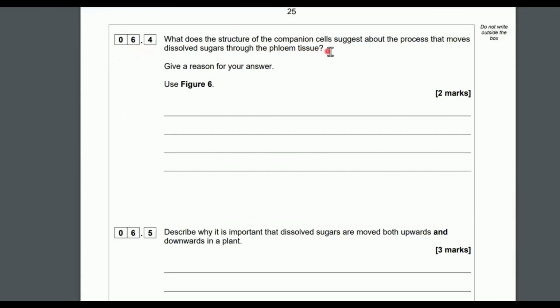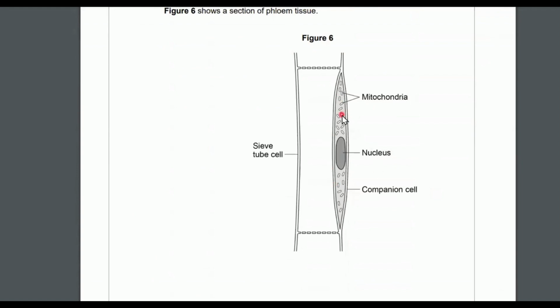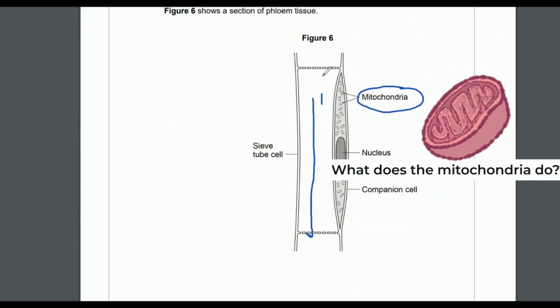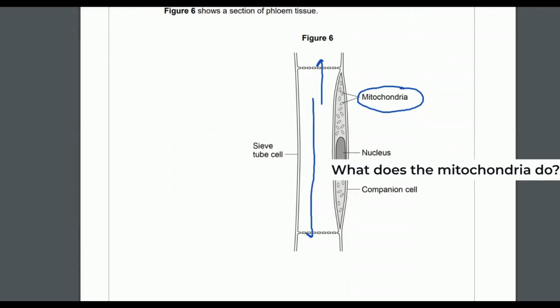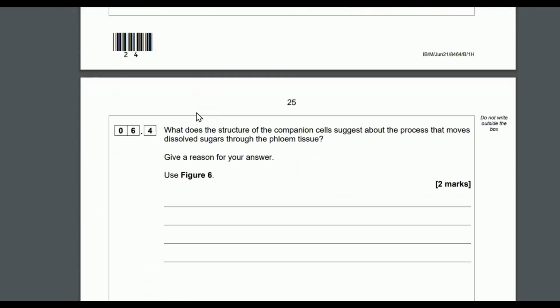Right, 6.4. What does the structure of the companion cell suggest about the process that moves dissolved sugars through the phloem tissue? So why we've got a companion cell there. What does that tell us about the process? You might know the name of the process, but what is the fact that you need this? They haven't done this by mistake. They haven't shown ribosomes. They've labeled the mitochondria. So what does that tell us about the way substances are moved? Hopefully you might clock, what is the purpose of mitochondria? What do they do?